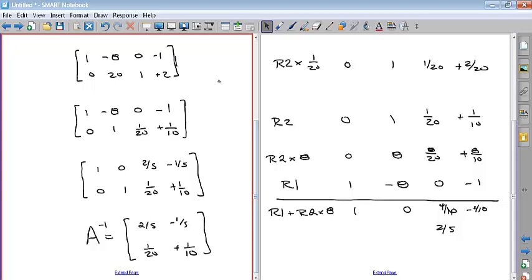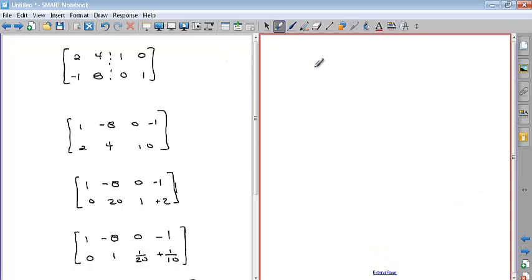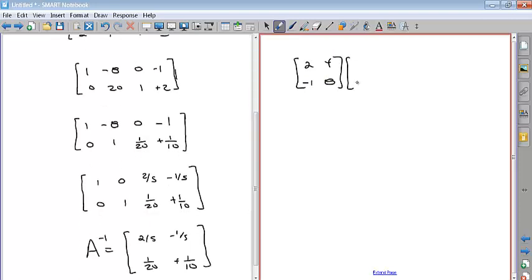And the whole idea here is that if we take these two matrices, the original matrix, 2, 4, negative 1, 8, times the inverse, which is 2/5, negative 1/5, 1/20, 1/10, and I multiply these two together, what I'll have is 2 times 2/5, which is 4/5, plus 4 times 1/20, which is 4/20, which equals 1. Because 4/5 plus 1/5 is 1.